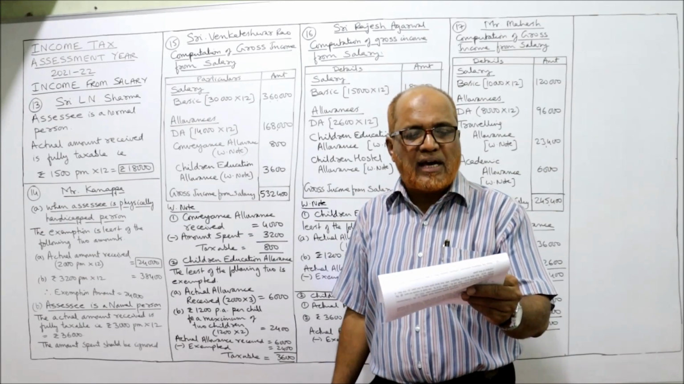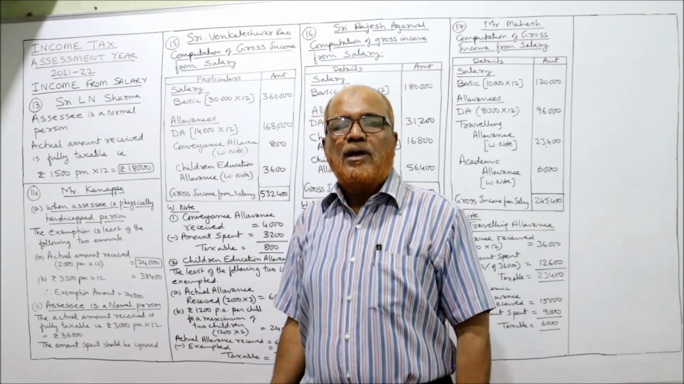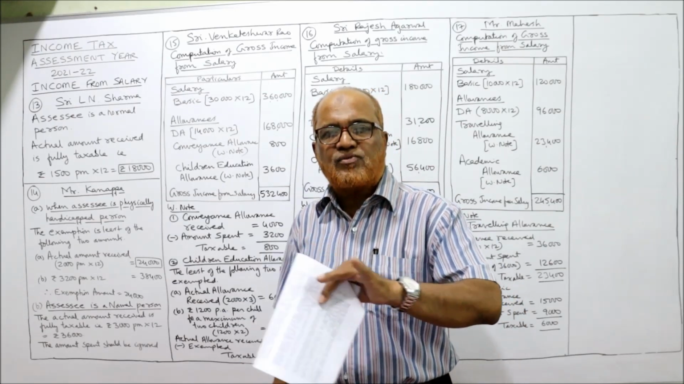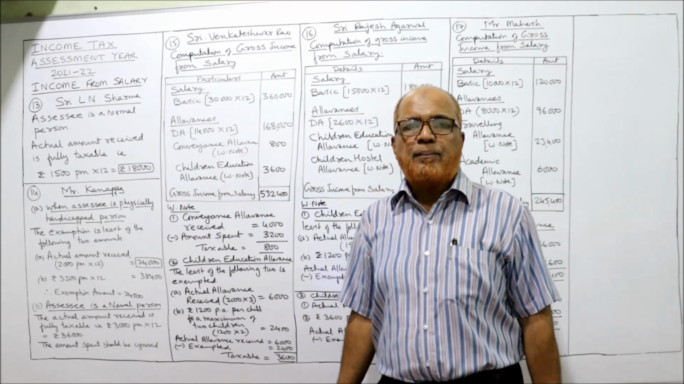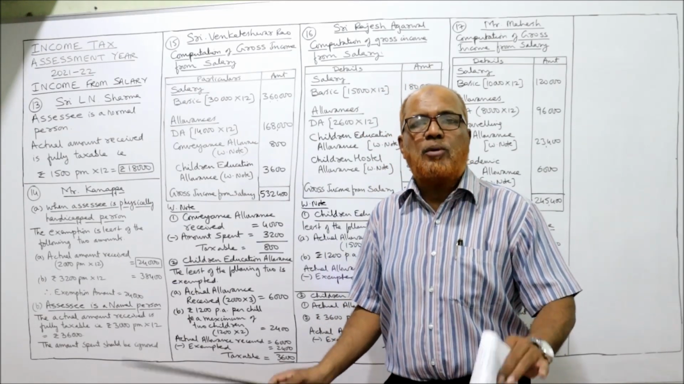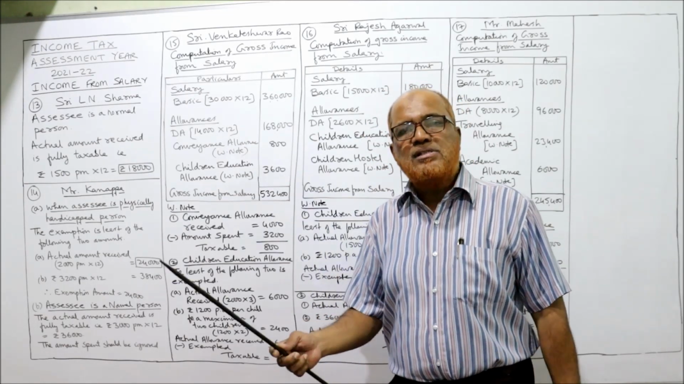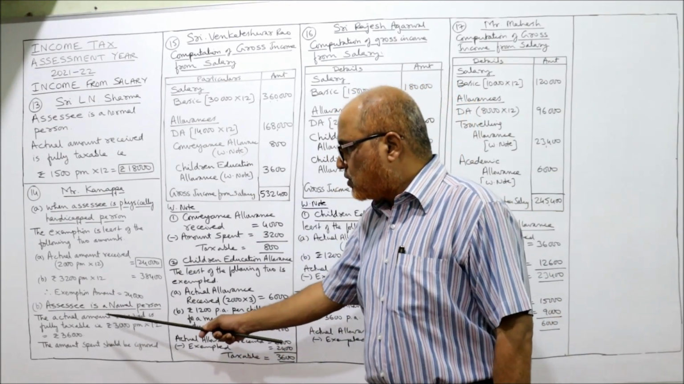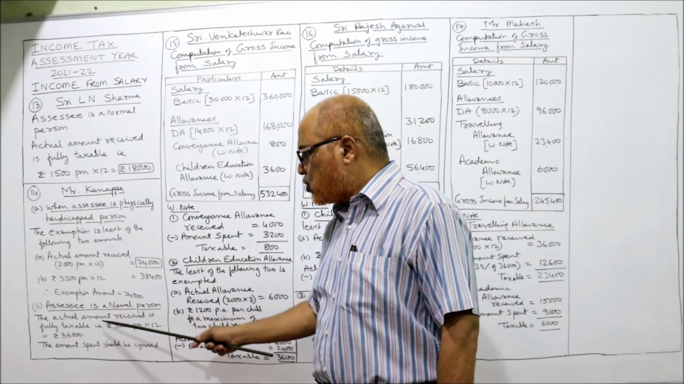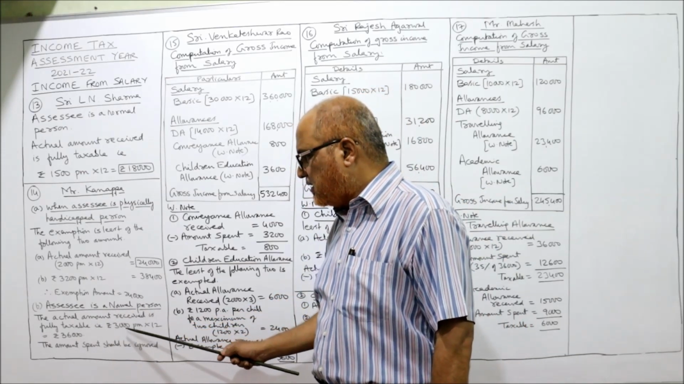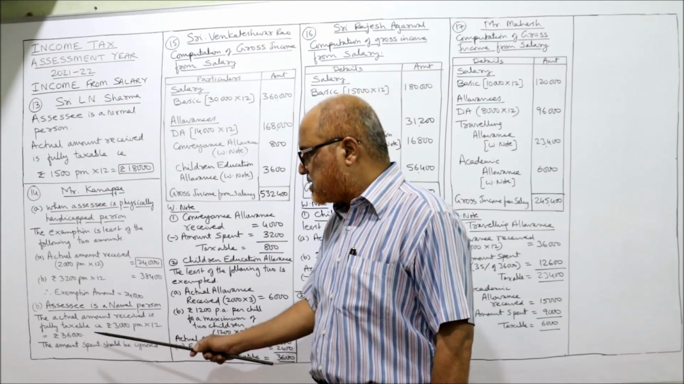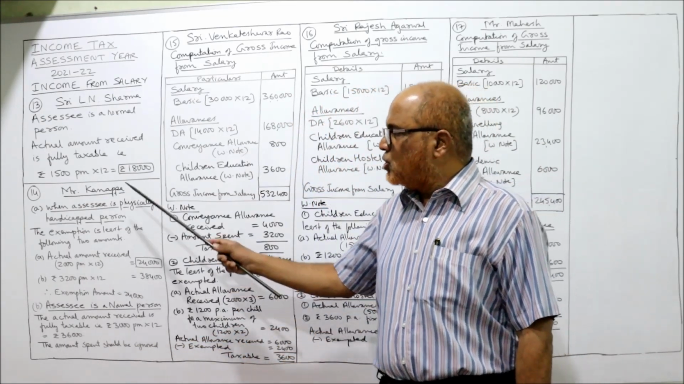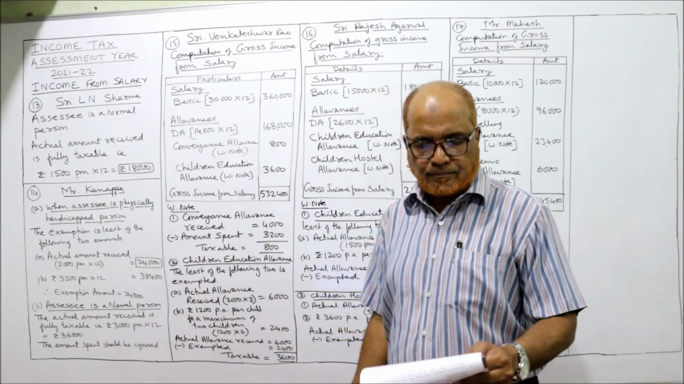B situation, if the assessee is a normal person, whatever transport allowance received is fully taxable. That means even the amount spent should not be considered. Whatever amount received is fully taxable. How much was received? 3,000. So the assessee is a normal person, actual amount received is fully taxable. That is 3,000 per month into 12, 36,000. The amount spent should be ignored. This is the solution for problem number 14.